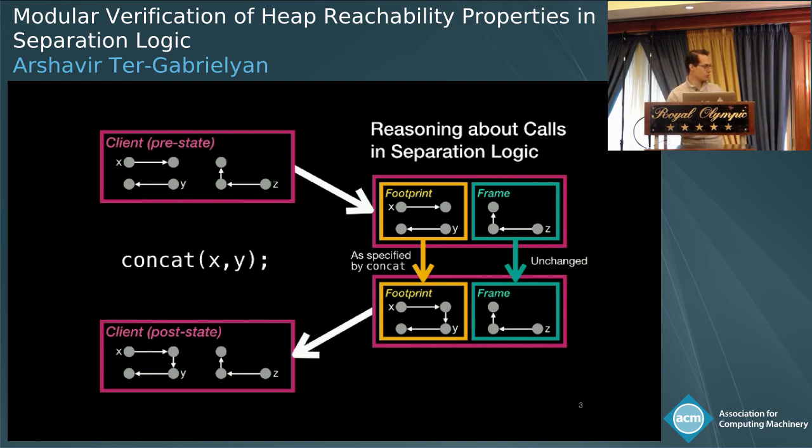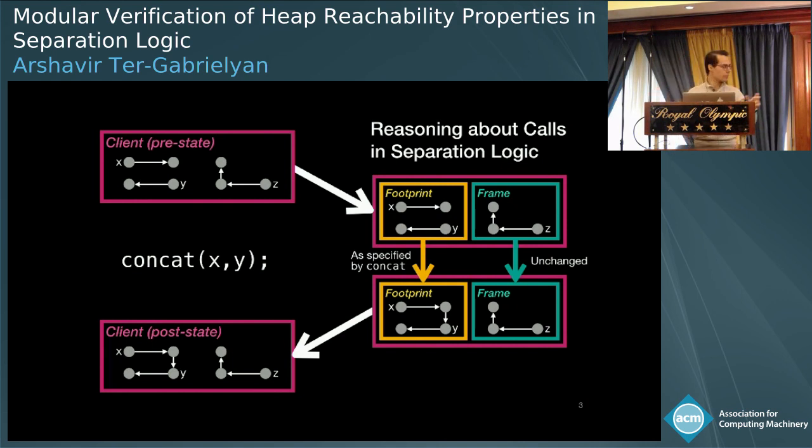And now what's left to do is to join the two subheaps, footprint and frame, in order to obtain the information about the heap from the client's perspective in the post-state of the call. Together, this mechanism is called separation logic framing. And it's very useful for those program properties that can be specified for disjoint fractions of the heap.